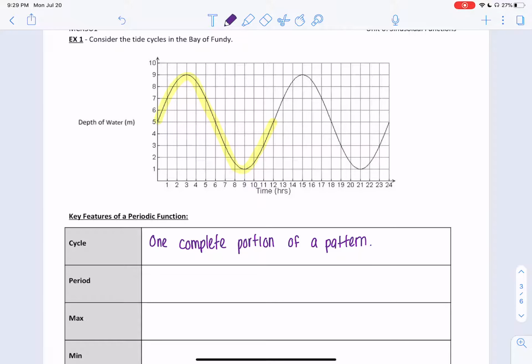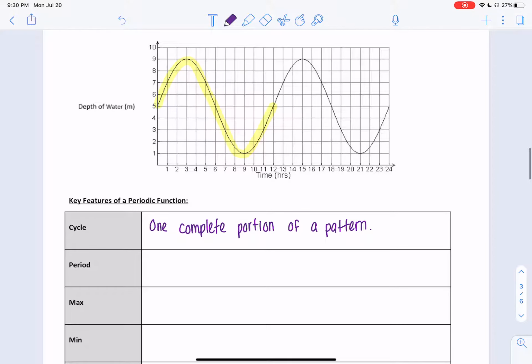Now the period is the time to complete the cycle. So in this case, how long does it take to complete one cycle? We're going to start here and we'll end here. So it will take 12 hours. So in this case, 12 hours.